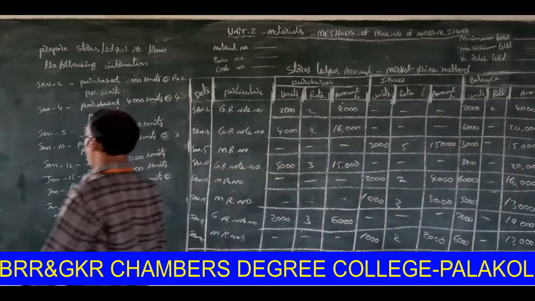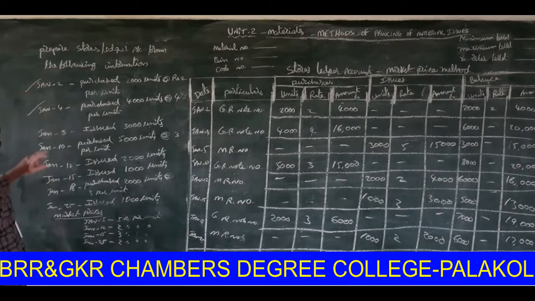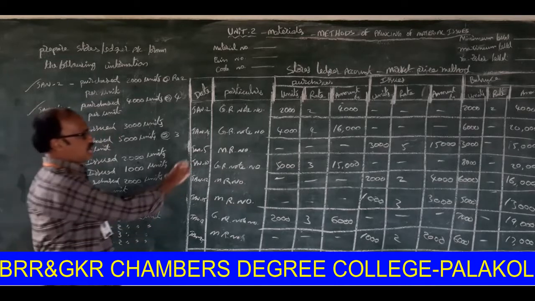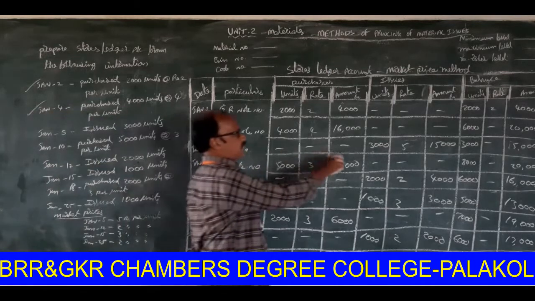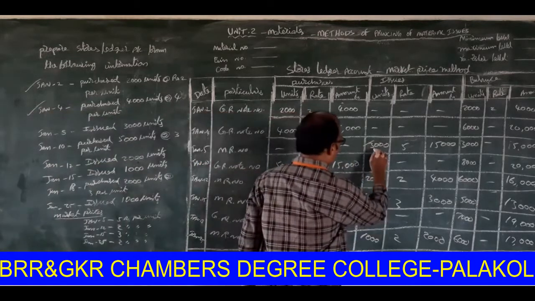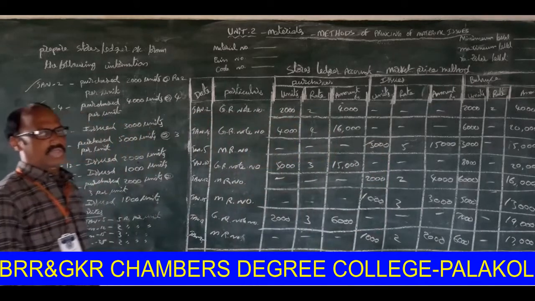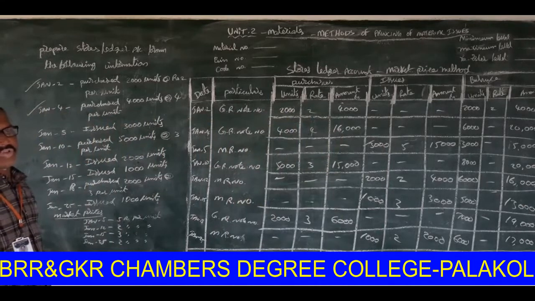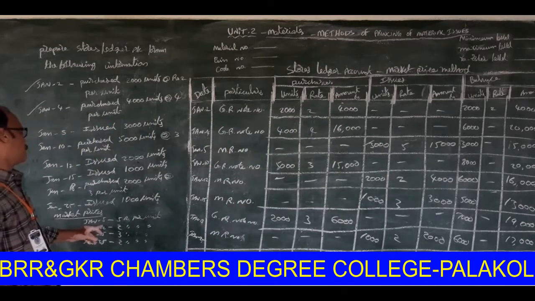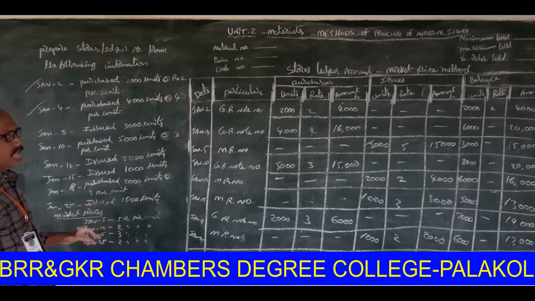Next one. January 5th, issued 3,000 units. Material requisition number, 3,000 units. So here at the time of issue of materials, the purchasing prices are not to be considered. Market prices are to be considered because it is the market price method.